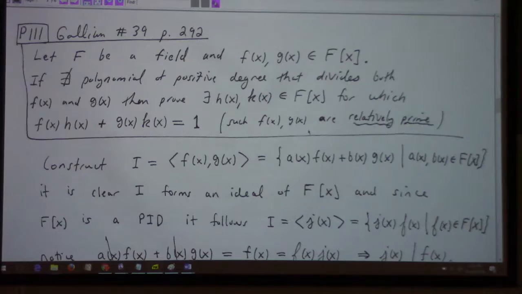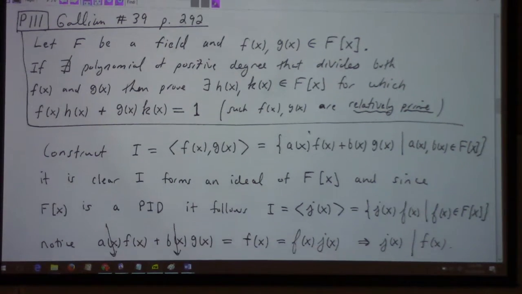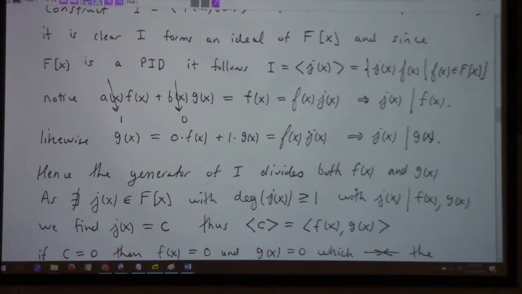And so you might notice that, in fact, if we put a of x equal to 1 and b of x equal to 0, as we can, because we can take the constant polynomials, that gives us that f of x, which has got to be, by the way, some multiple of j of x.